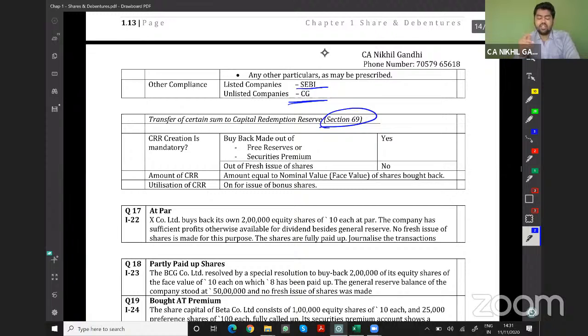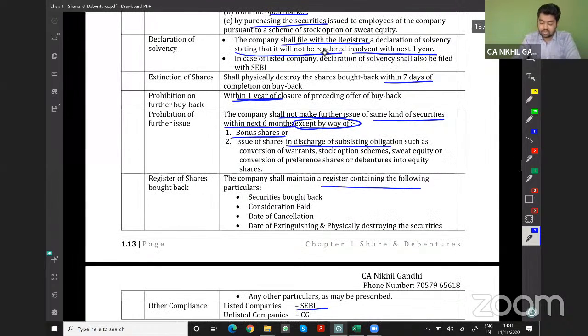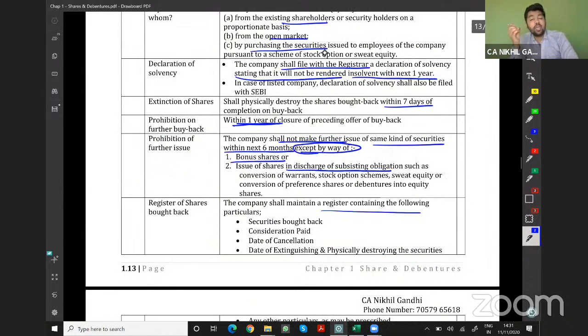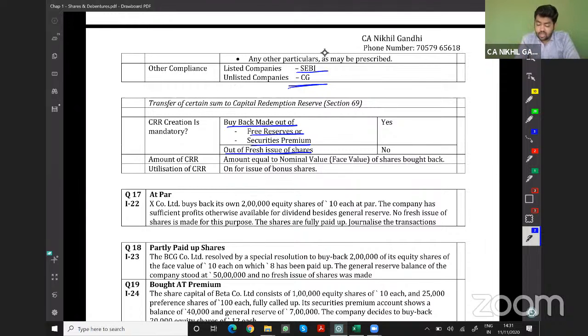So what is section 69? Transfer of certain sum to capital redemption reserve. CRR creation is mandatory if buyback is made out of free reserves, securities premium, or out of a fresh issue of shares. See, these are the 3 sources: free reserves, securities premium, and the fresh issue of securities. If your buyback is made out of free reserves or securities premium, CRR creation is mandatory. If a buyback is made out of a fresh issue, CRR creation is not mandatory.